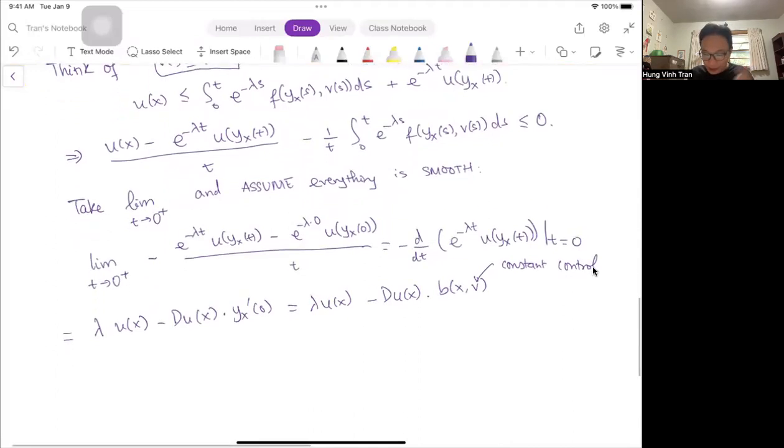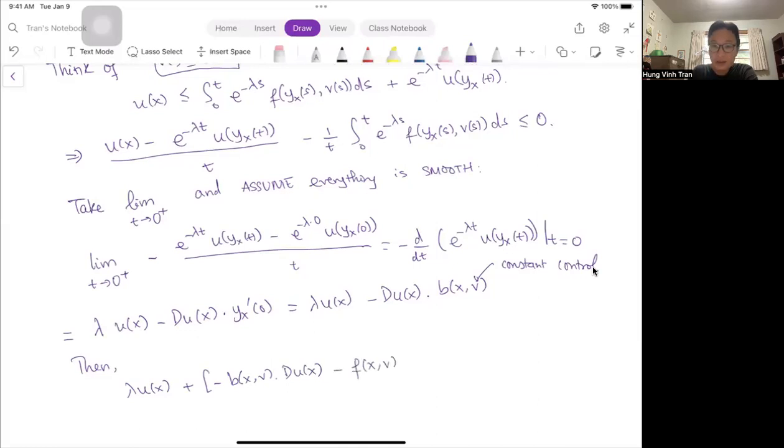That's what we chose, right? So that's that. And the limit of the integral is nothing but the average, right? But as t goes to 0, it becomes simple. Let me just combine everything. I would have lambda u(x) plus the term minus b(x,v) dot with Du(x). Again, the average of the integral is nothing but the value of f(x,v). This is less than or equal to 0, and this is correct for any v, a fixed vector in the set V.